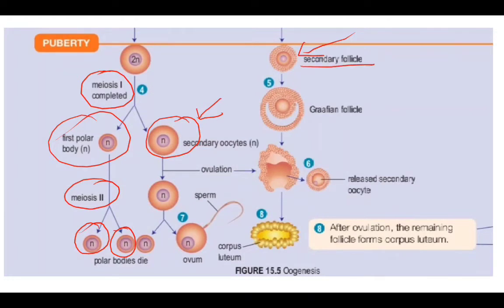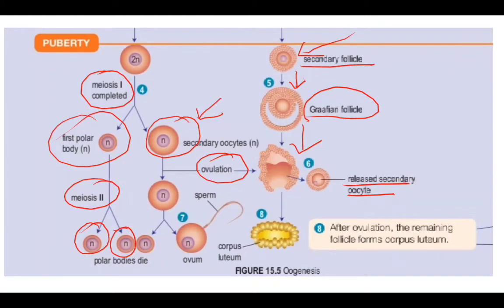The secondary follicle will then develop into Graafian follicle, which releases estrogen. And then a mature Graafian follicle will approach the surface of the ovary and release a secondary oocyte into the fallopian tube. So this process is called ovulation.